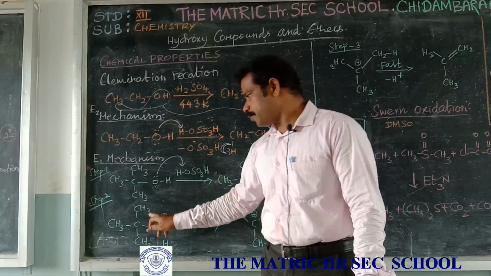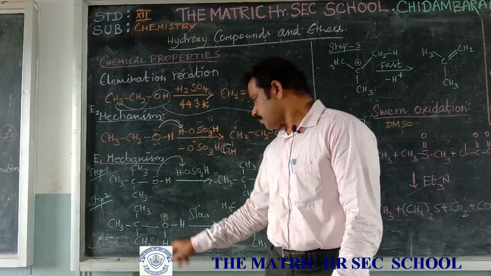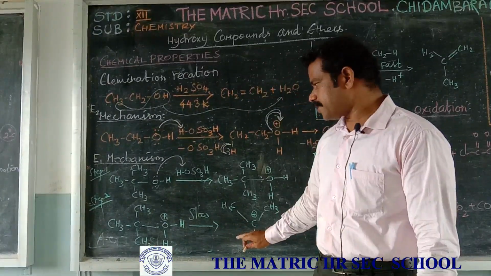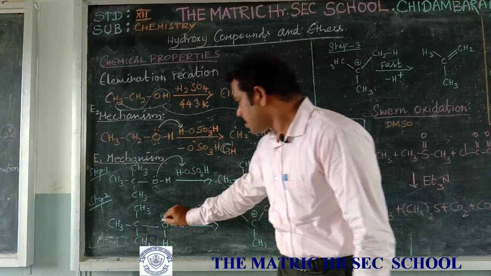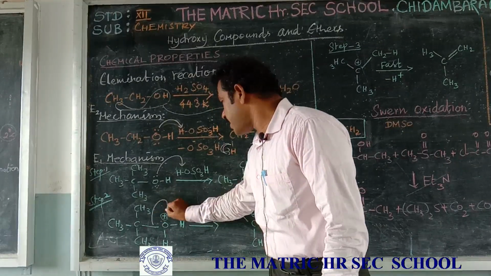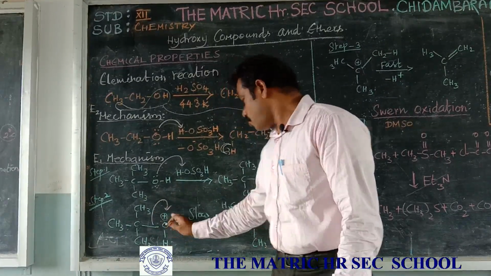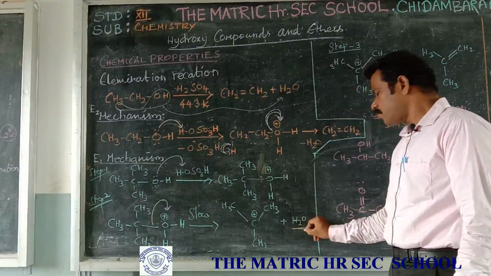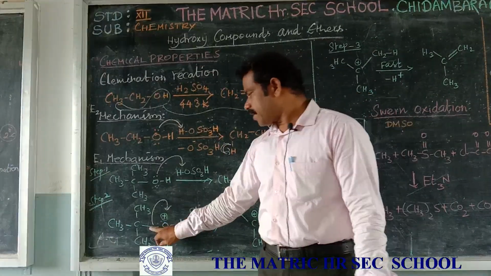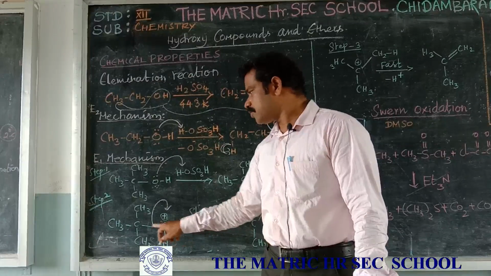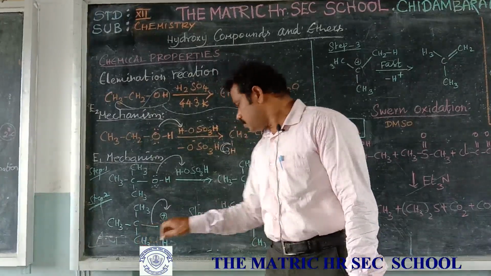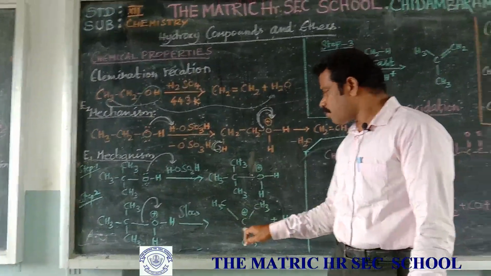Now I will take step 2. This is the slow step reaction. The oxygen accepts the electrons of the bond, so it goes out as a water molecule. The remaining electrons go to the oxygen, so the carbon becomes positive. The positive ion is a carbonium ion.